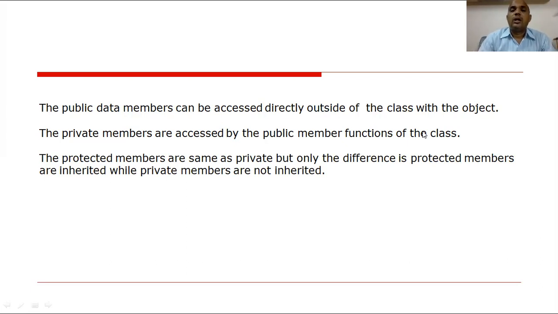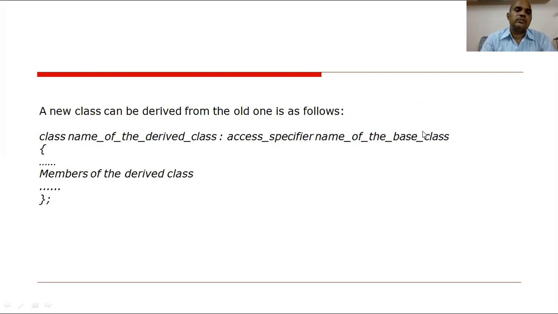Remember, the private members are not inherited, only protected members are inherited. That's why protected is identified. Protected and private are the same, but the only difference is that while using protected visibility mode, those protected variables are inherited in the derived class. Next, this is the syntax of the derived class, how to define a derived class and how to access the properties of the base class.